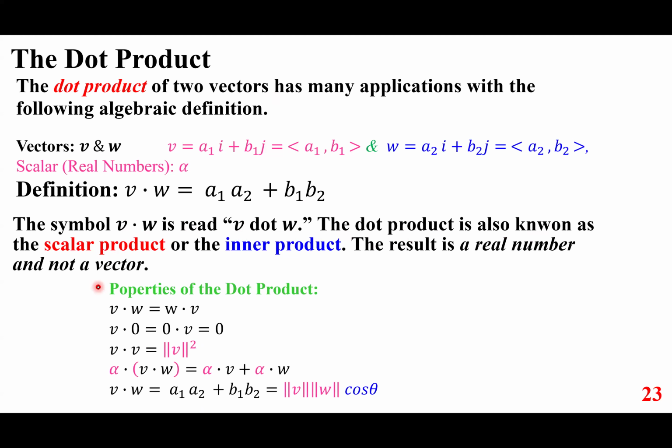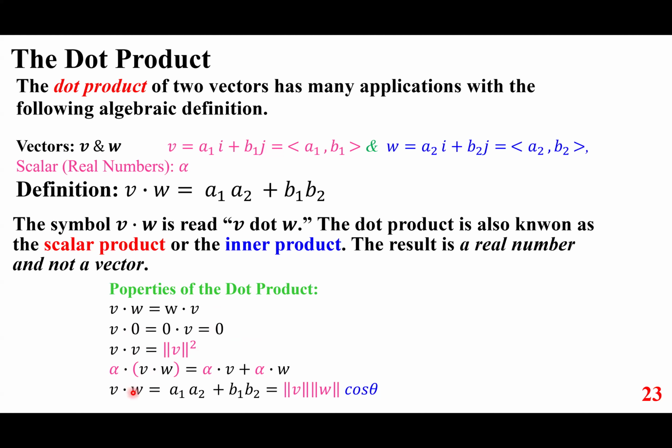The properties are that when you dot two vectors in any order, it makes no difference. When you dot a vector with the zero vector, it ends up being zero. When you dot it with itself, it gives you the magnitude squared. If you multiply by alpha, which is a real number, and this is dotted, then you can distribute it.